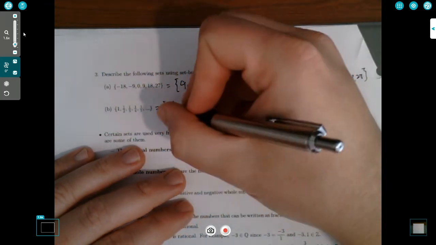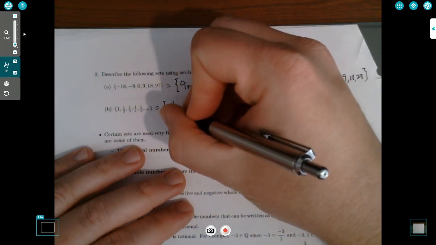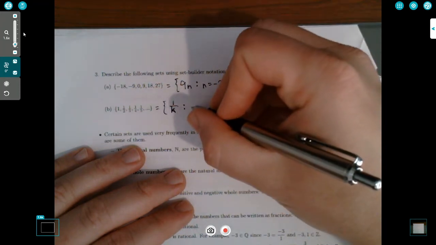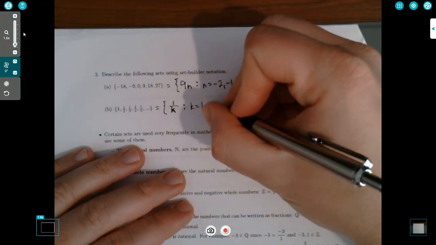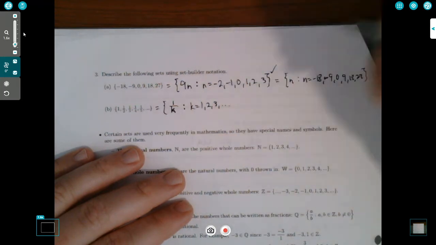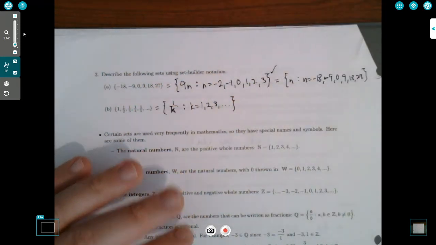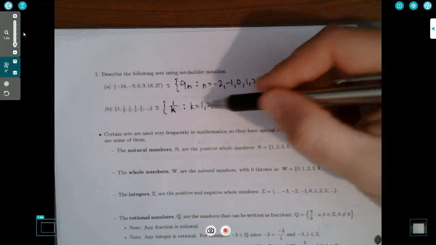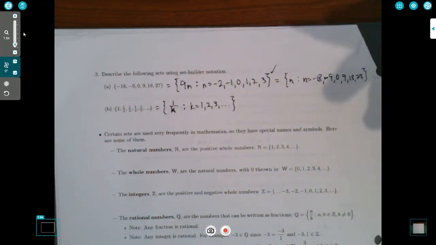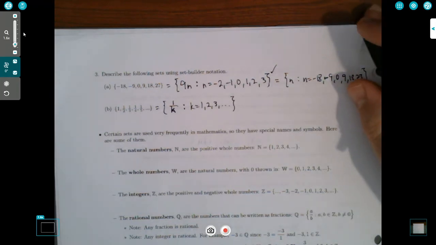And by the way, it doesn't have to be n, it could be any letter. So maybe we would say 1 over k, where k is allowed to be 1 or 2 or 3, and so forth. So I'm just going to say dot, dot, dot. We'll have a better way to describe this kind of thing so that we don't have to use dot, dot, dots in the future. Okay, but that's that one.